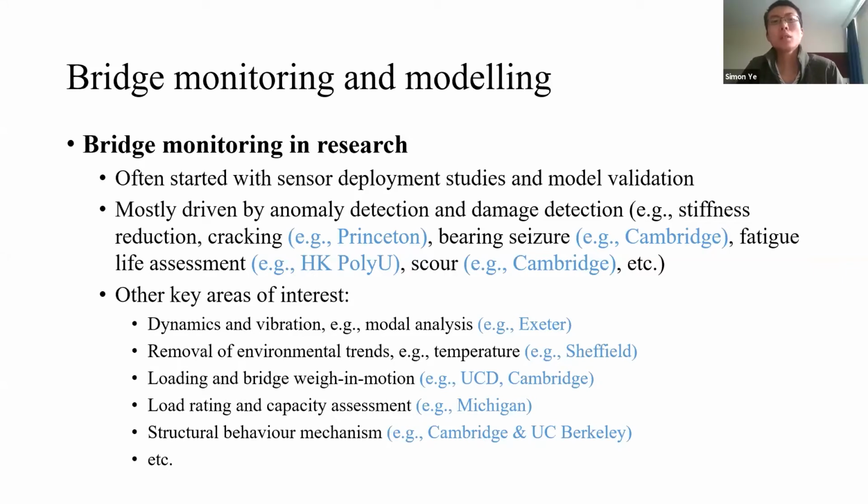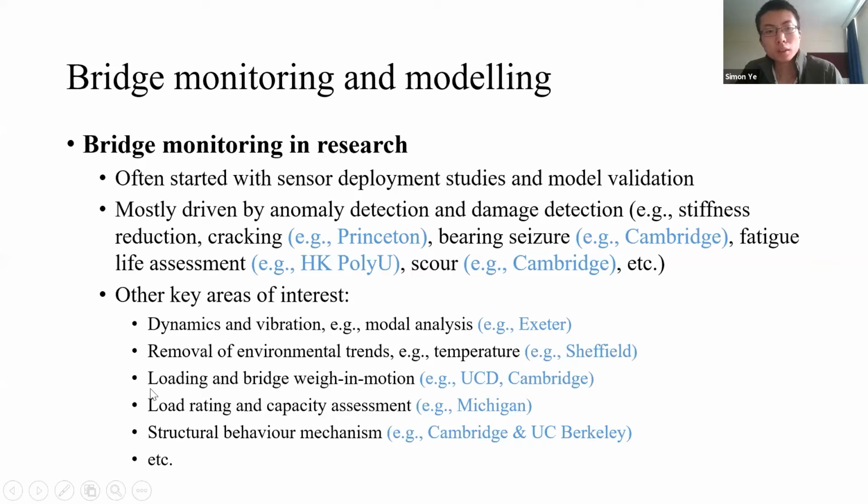And there are also other key areas of interest in monitoring research. So I will just mention a few of them here. The general studies on the dynamics and vibration of the bridge structures, looking at the dynamic properties of that bridge. And we know that the environmental trends have a big impact on the bridge response. How can we remove those environmental trends when we try to detect if there's any anomalous behavior?